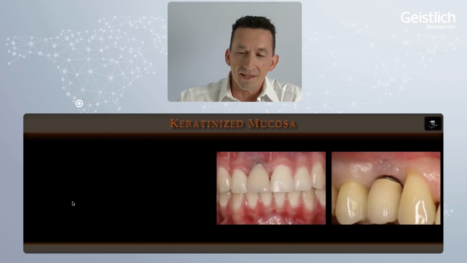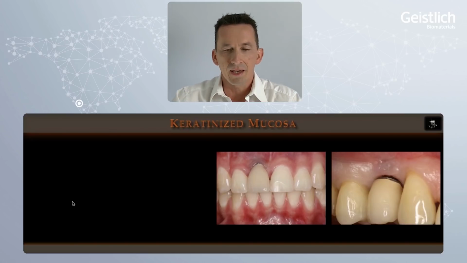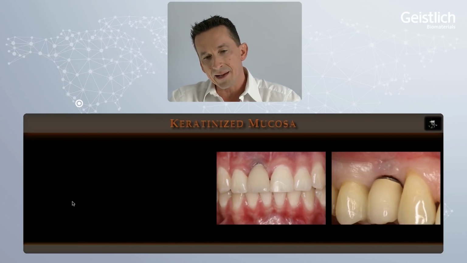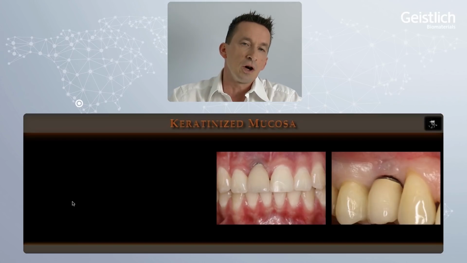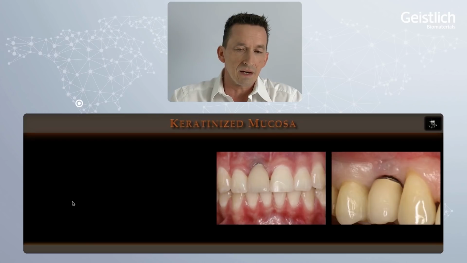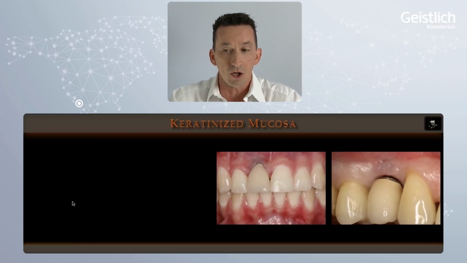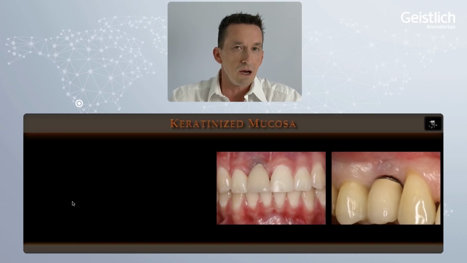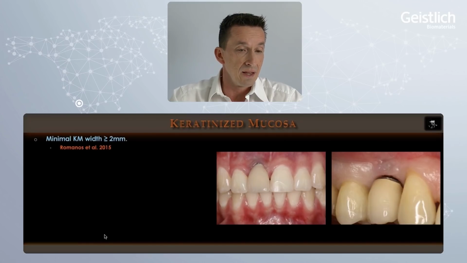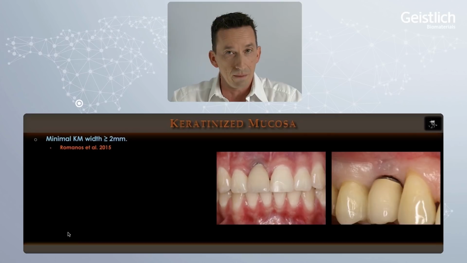What about the keratinization? In dental patients, we know that even if we have no keratinized mucosa, we can have a nice aesthetic appearance. But in implantology, we know that keratinization should be around an implant because of aesthetics and hygiene. The minimal width of keratinized mucosa is about 2 millimeters.